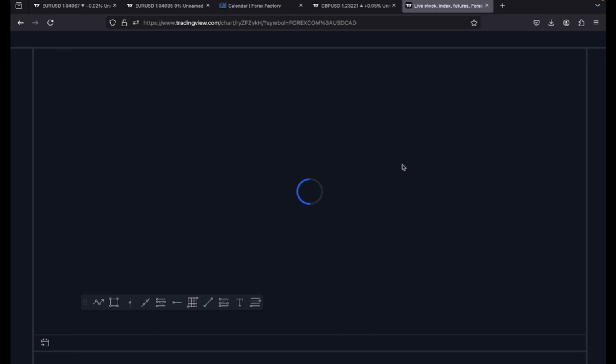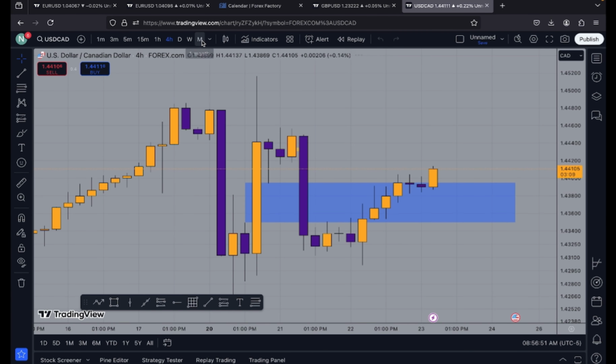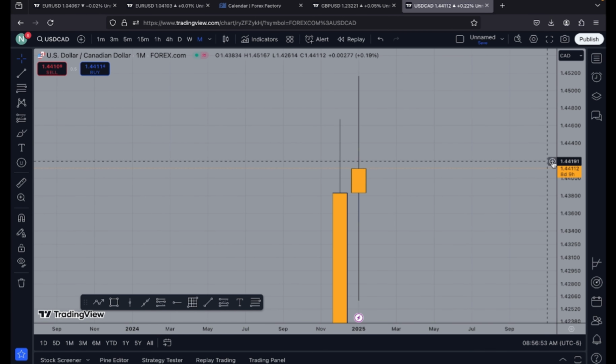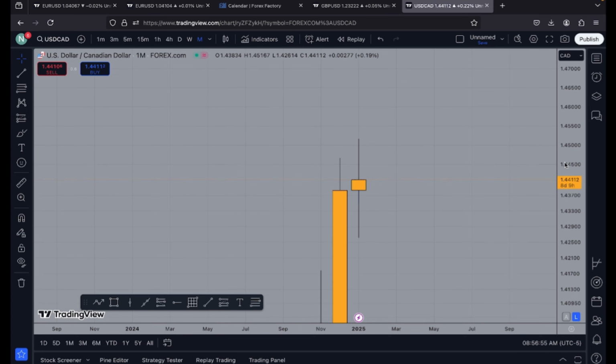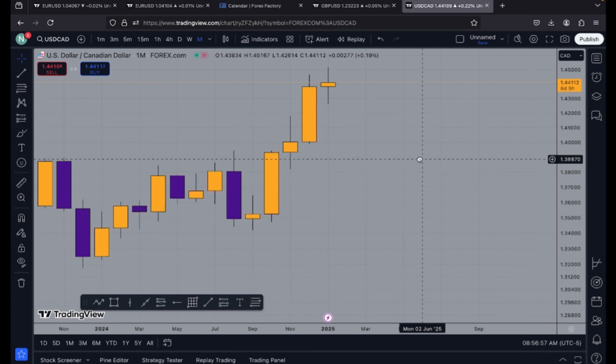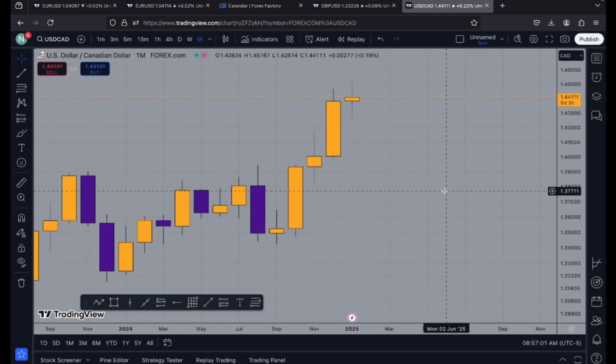Okay. So on USD CAD, I want you to take a look at this. This is the monthly chart because I want to focus on the present price leg. Now on this monthly chart, you can focus from this very point to this point. You understand? This is the price leg. But I want to focus from here where you have a swing low to a swing high.